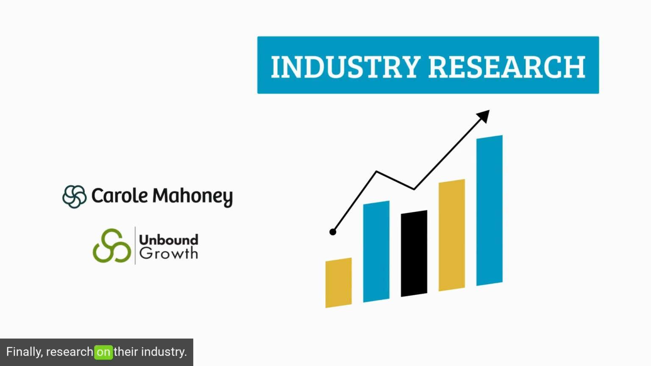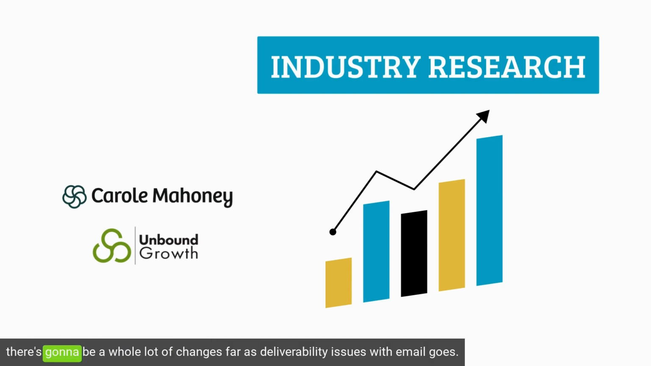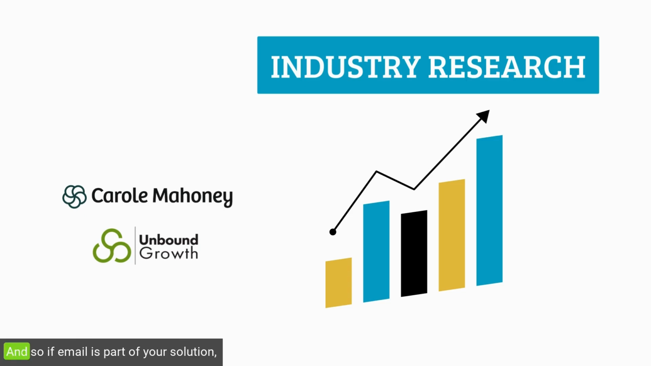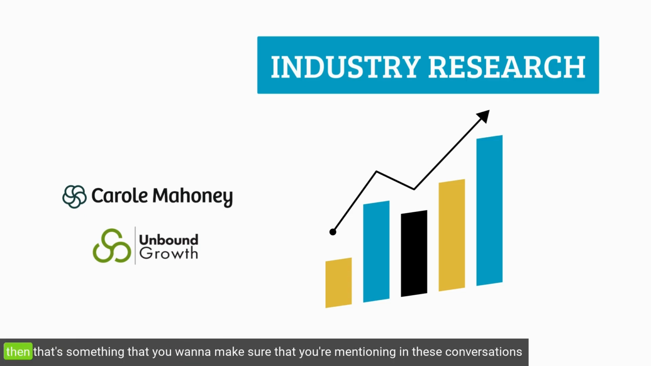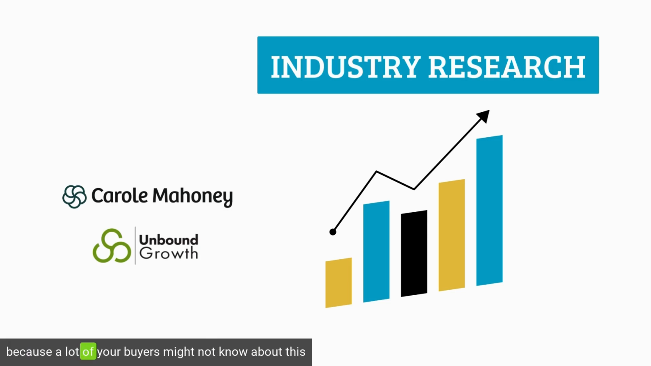Finally, research on their industry. Shouldn't say finally, there's one more after this. And again, looking for what are the trends that are happening? What are the regulations that are coming about? For example, in marketing, next year, there's going to be a whole lot of changes as far as deliverability issues with email goes. And so if email is part of your solution, then that's something that you want to make sure that you're mentioning in these conversations, because a lot of your buyers might not know about this yet or what the impact of this is going to be on them.